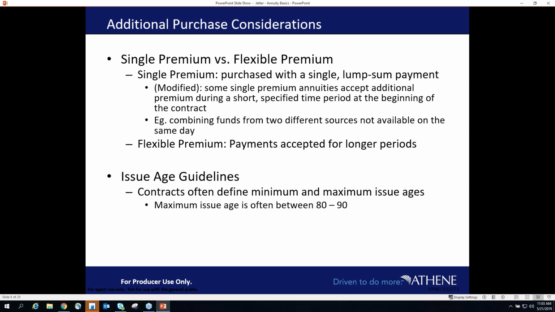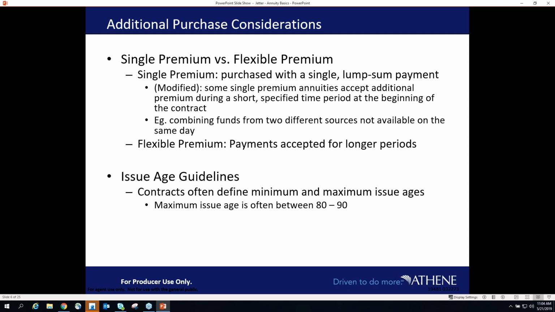Additional purchase considerations on annuities: we have single premium versus flexible premium annuities. A single premium is purchased with a single lump sum payment. Some single premium annuities accept additional premiums during a short specified period of time at the beginning of the contract. What they're referring to is some annuities will allow you to add premium, for example, maybe in the first year of the contract and then no more. Flexible premium payments are accepted for longer periods of time, sometimes all the way through the contract surrender charge period. So again, that just depends on the annuity.